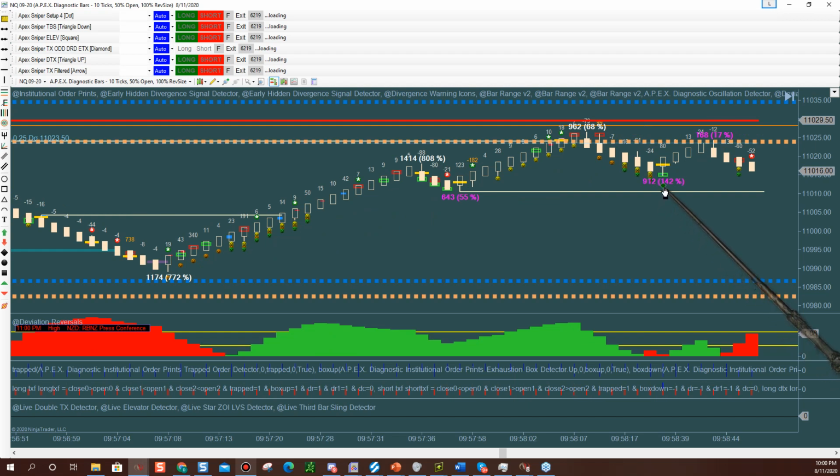So there was a long trade that was ODD. It was 142% greater. And we had room before the dynamic magnet, so we were able to take it. So while we wouldn't have been taking a simplicity trade here, we could take a sniper trade right here.